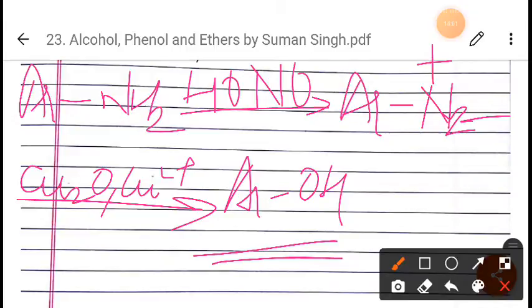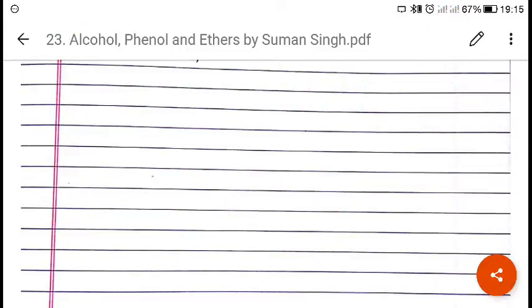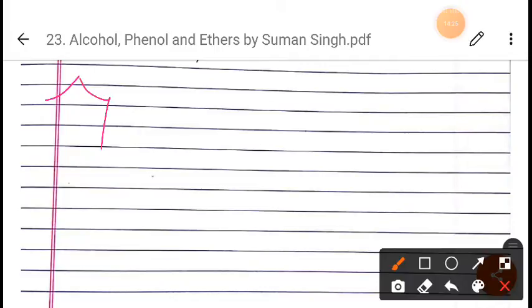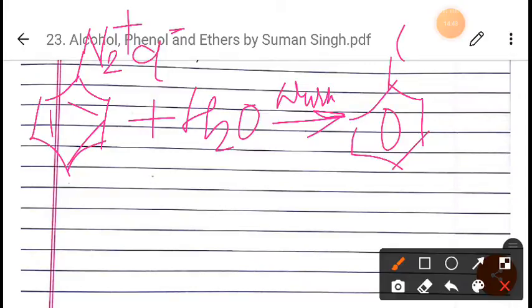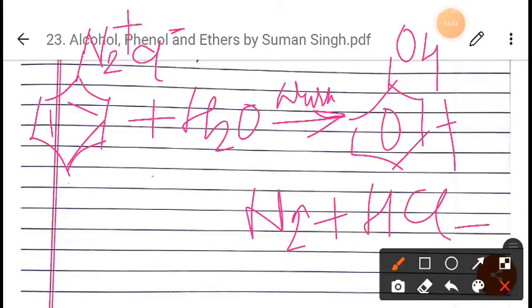Suppose directly we are using benzene diazonium chloride, N2+ Cl-. If we treat this with H2O and warm it, it will give phenol. N2 and HCl will come out from the reaction. I hope you have understood the preparation of phenol from diazonium salt, right?